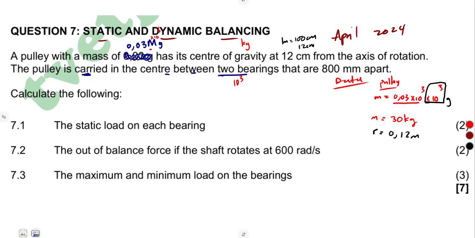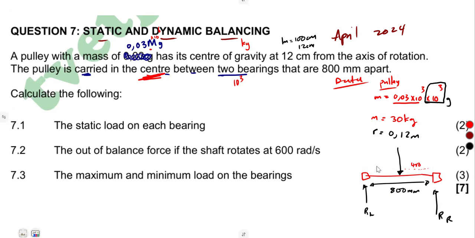So we're given that it is to be carried in the center, in between two bearings. So it is going to be taken on the center like this. This is going to be our pulley, in between where these two bearings are separated 800 millimeters apart. This one is on the left, and this is the one on the right. Divide by 2 because it is at the center, so we've got equal distance, 400 and 400 on either side.